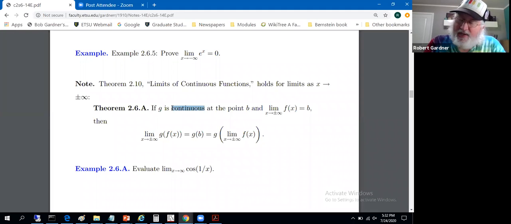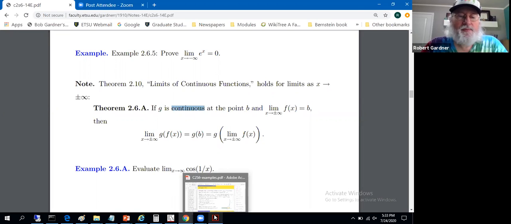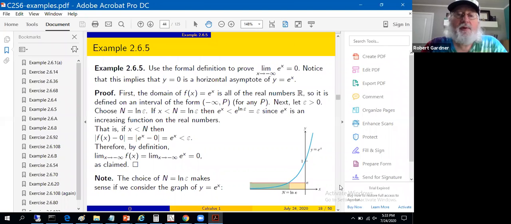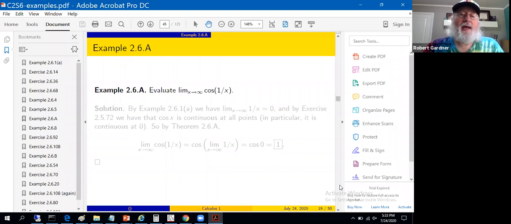It's computationally best to think that's what continuity is. You can take limits inside continuous functions, even when x approaches plus or minus infinity. Now, there's a setting here in hypotheses, but let's illustrate that with the following example. Example 2.6.a: Show the limit, or evaluate the limit as x approaches positive infinity of cosine 1 over x.